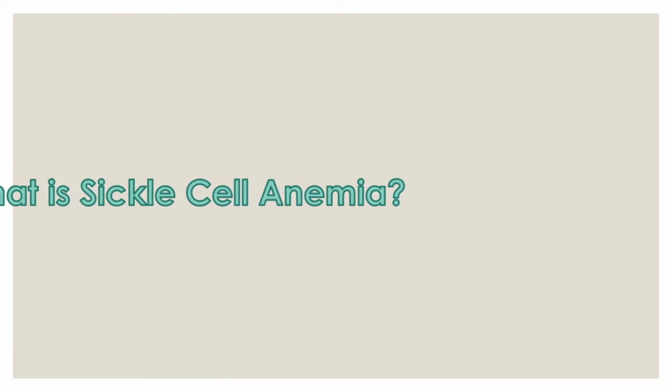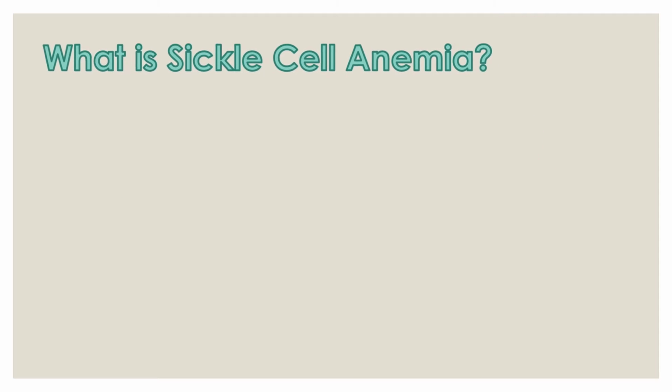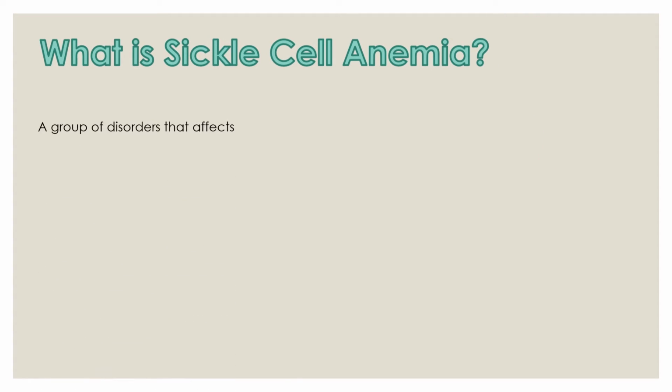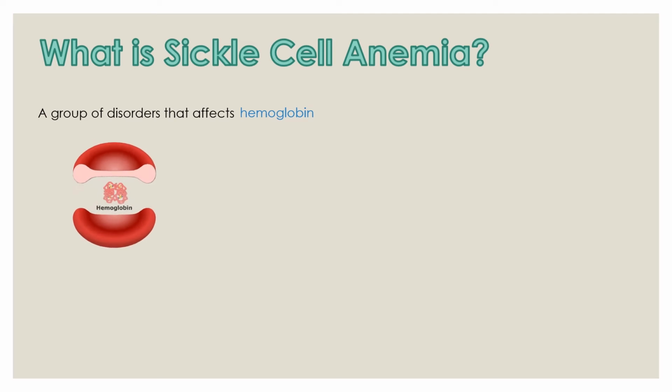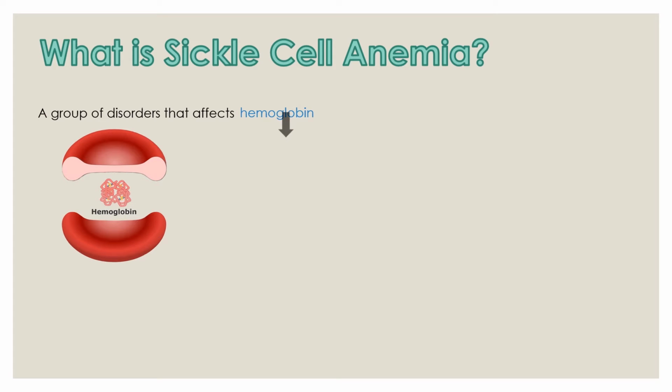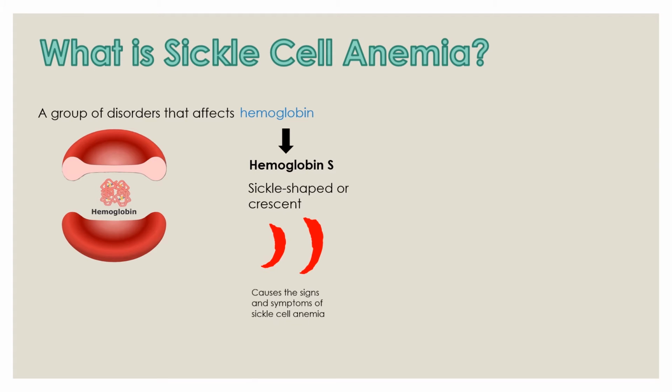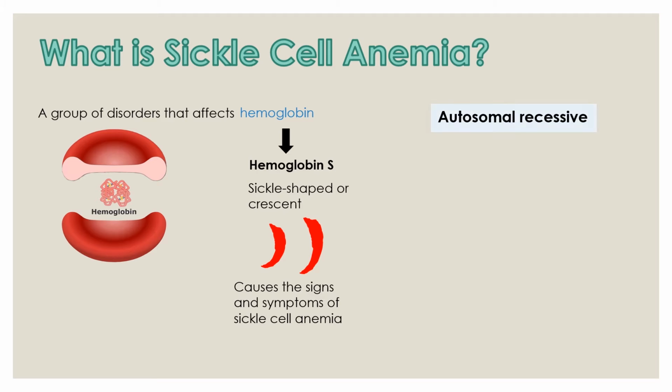Sickle cell disease is a group of disorders that affects hemoglobin, the molecule in red blood cells that delivers oxygen to cells throughout the body. People with this disorder have atypical hemoglobin molecules called hemoglobin S, which can distort red blood cells into a sickle or a crescent shape.